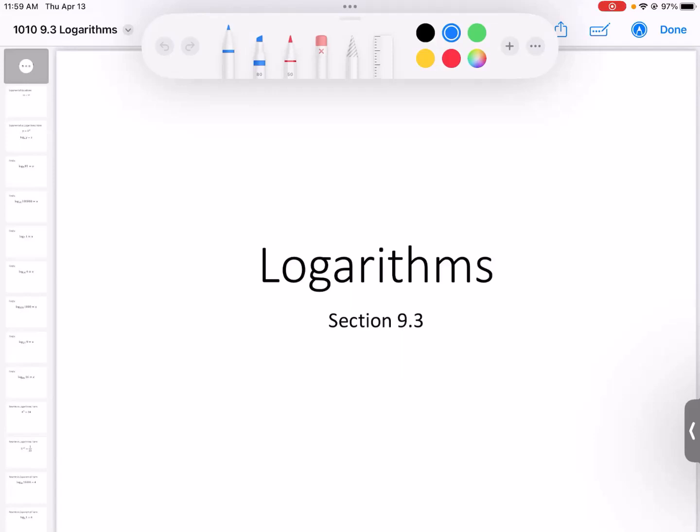So here's our attendance sheet for today. I'll let you guys start passing that around.